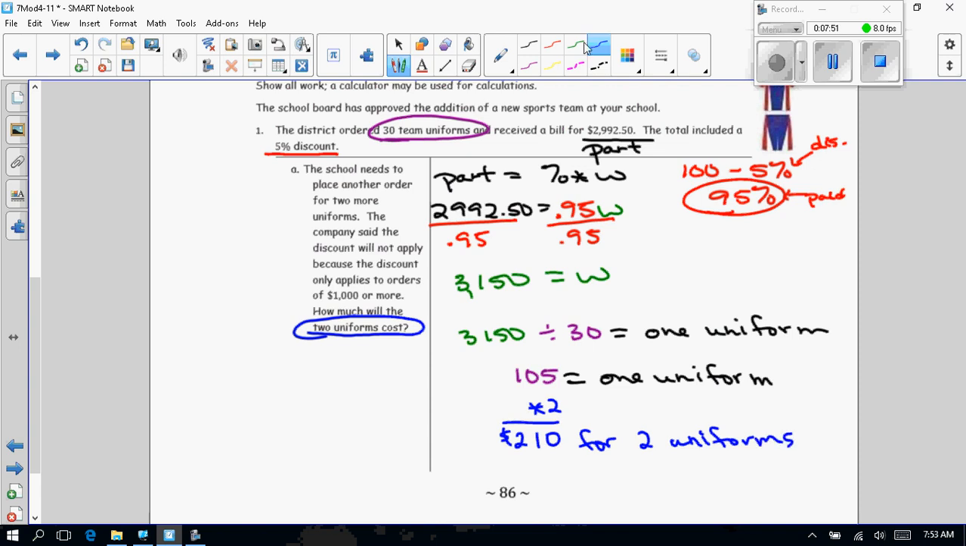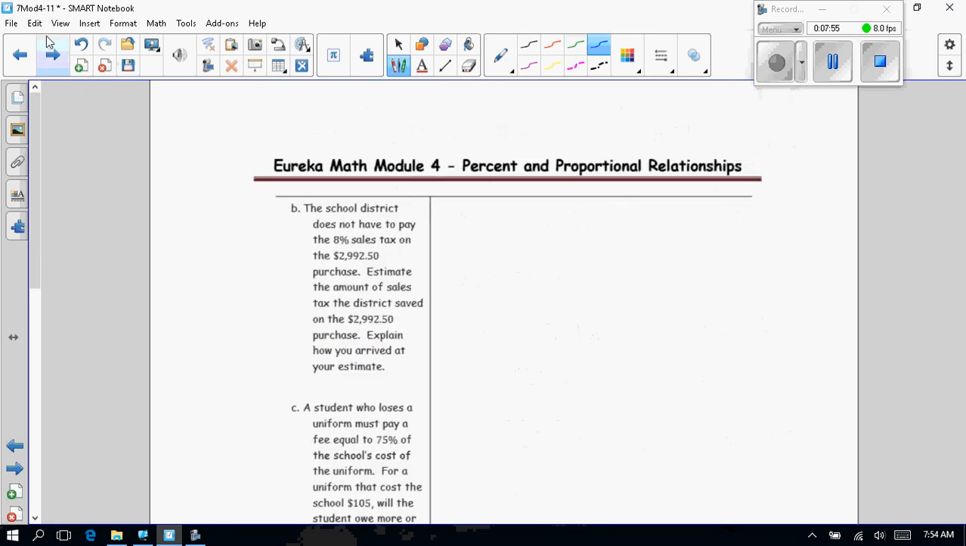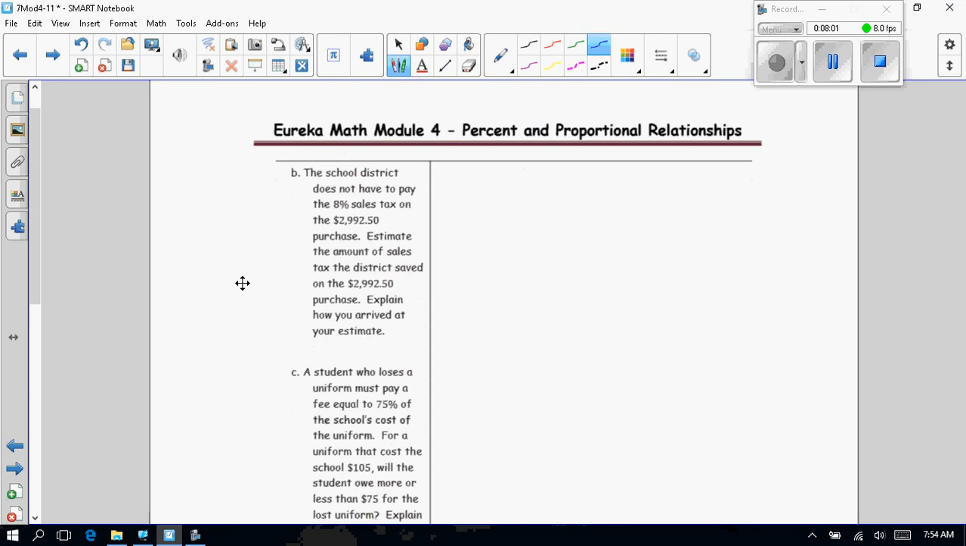All right. Continuing with this scenario, the school district does not have to pay 8% sales tax on this. Estimate the amount of sales tax they saved. So if they had to pay the sales tax, how much would it have been, basically? And notice it says estimate. We're not talking the exact, but let's just try and define an estimate.